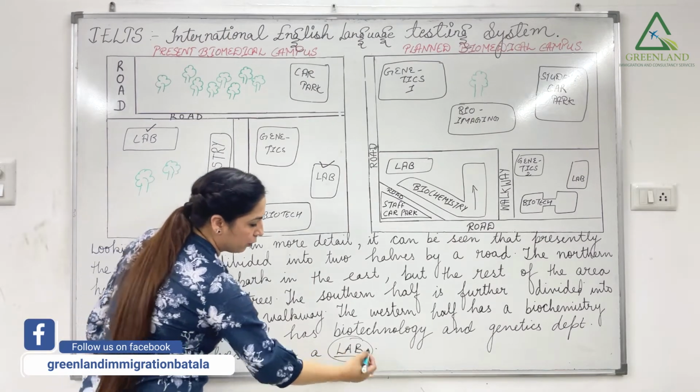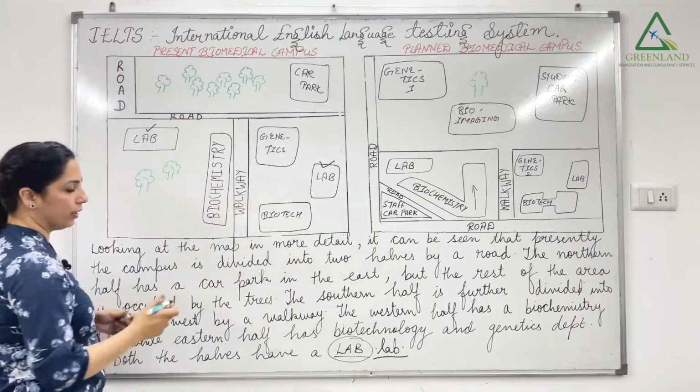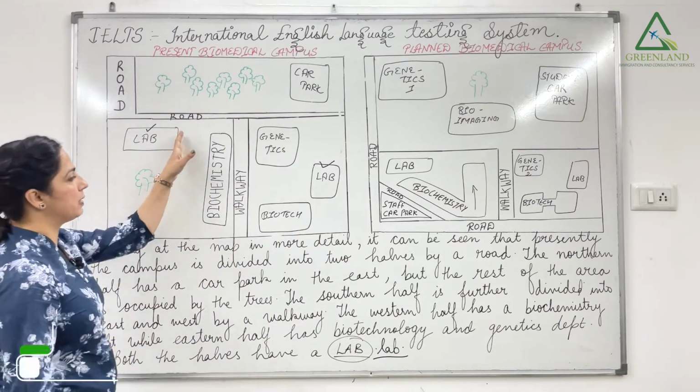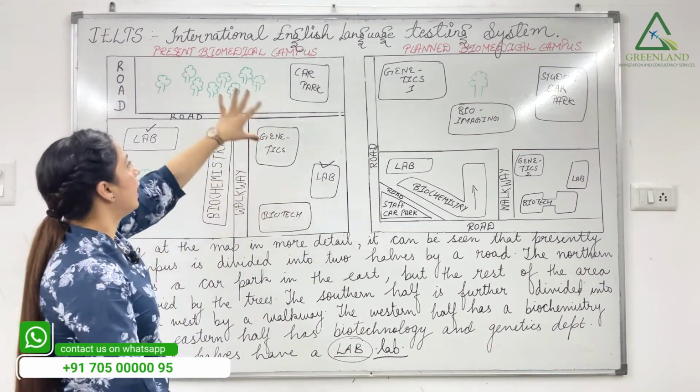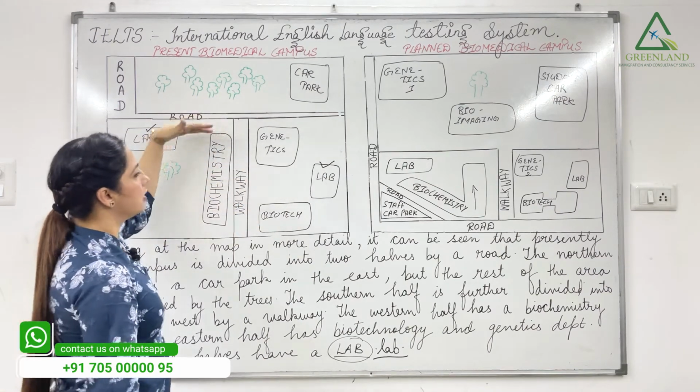I have written it like this, but do not write in small letters only. Both the halves have got, in both the halves there is presence of a lab. So we have completed this. Each and every detail we have mentioned, and we will divide this into two parts.